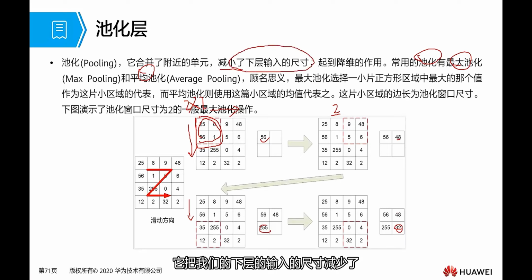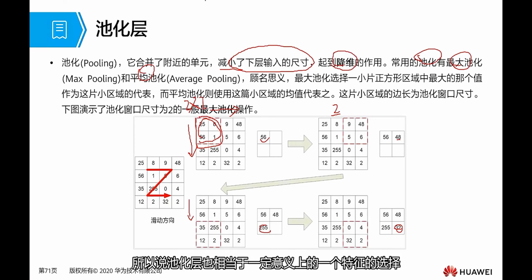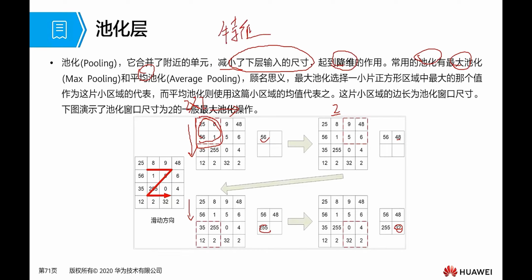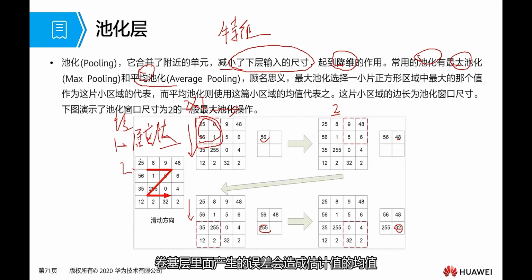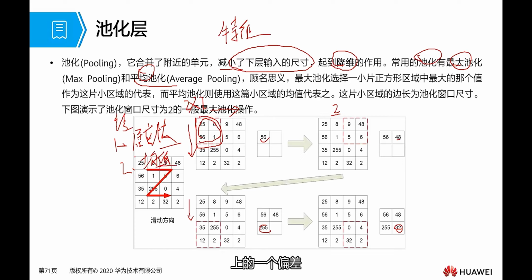Let's take a look at how maximum pooling performs pooling. First, select a 2 by 2 area, then choose the maximum value 56 in this 2 by 2 area as a representative value, then move with a step size of 2 to the next step, which is 48, then continue downwards with a step size of 2, selecting 255 and 32 in order. In this way, we can complete a pooling step. After pooling, we can see that the size of the input has been reduced, achieving a dimensionality reduction effect. Therefore, our pooling layer can also be considered as a certain selection of features.